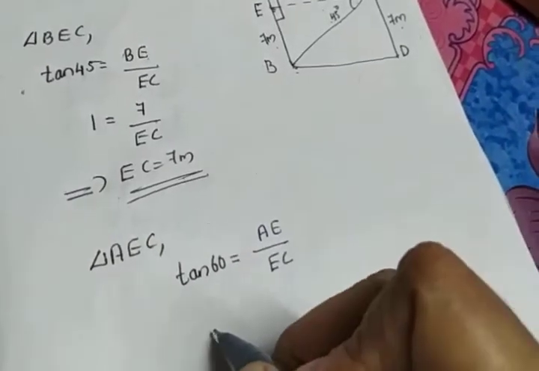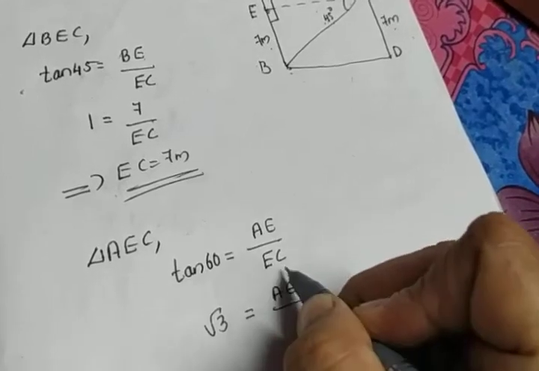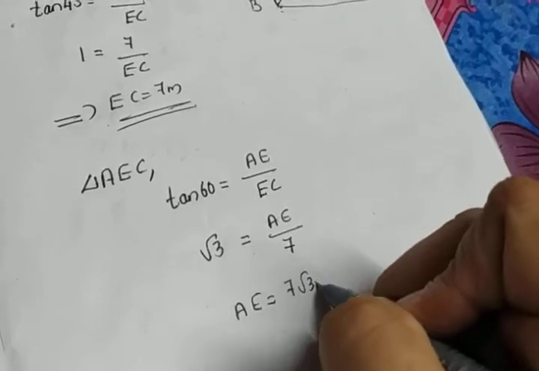Okay, tan 60, what is the value? Root 3. Root 3 is equal to AE, we don't know the value, divided by EC is 7. So we are getting AE as 7 root 3 meters.